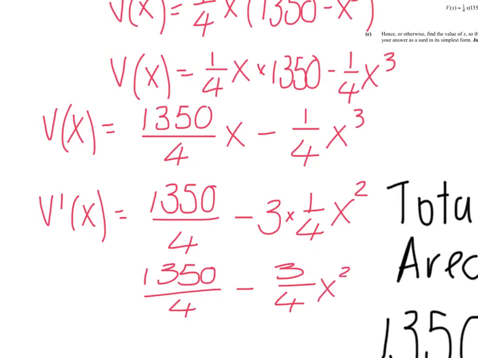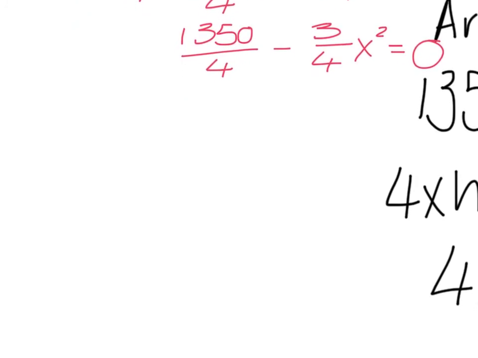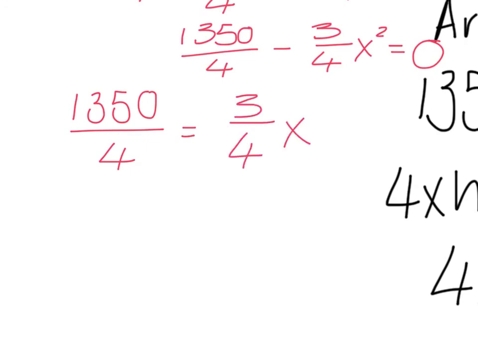Now, we know when we differentiate what we are finding is the gradient, and since we are looking for a stationary point, we know that the gradient has to be equal to 0. So it's important you put that in here at this point. So what we'll do now is rearrange and try and solve this for x. So if we take negative 3/4 x squared to the other side, we get 1350 over 4 equals, and negative 3/4 x squared just changes to 3/4 x squared.